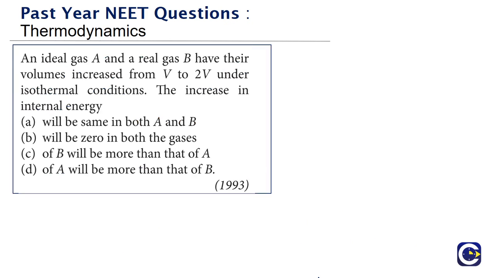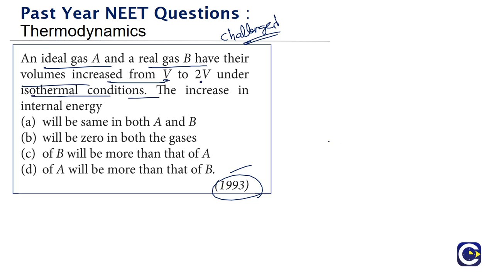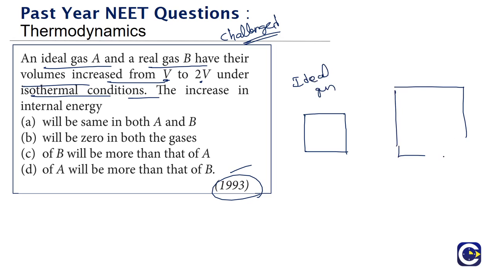Next we have another theoretical question. This is a kind of question which can be sometimes even challenged. Okay. What is this question? An ideal gas A and a real gas B have their volumes increased from V2 to V under isothermal conditions. Means what? You have on one side the ideal gas which is increasing its volume from V2 to V. Isothermal means temperature is same. Other side we have a real gas.